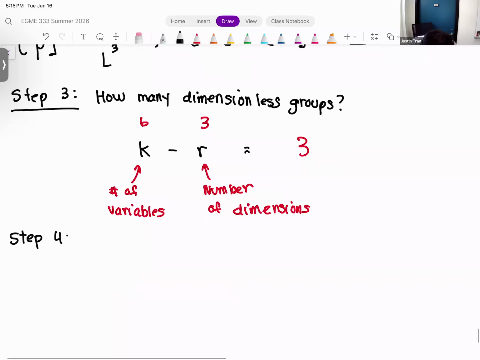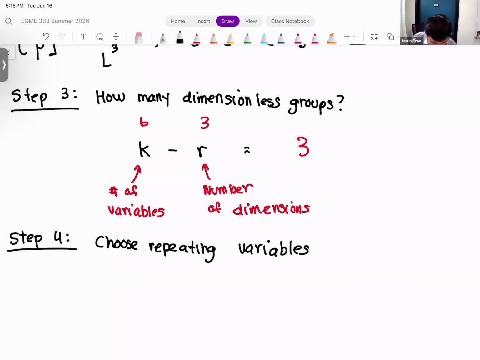Okay, step 4. Step 4 is to choose our repeating variables. Okay, so out of our 6, we're going to choose which ones are repeating. Remember the rules here. Your dependent variable, which in this case is the drag force, cannot be a repeating variable. That has to have its own pi term. And for the repeating variables, we want to keep it as simple as possible. Make sure you choose ones that don't have all three dimensions in them.